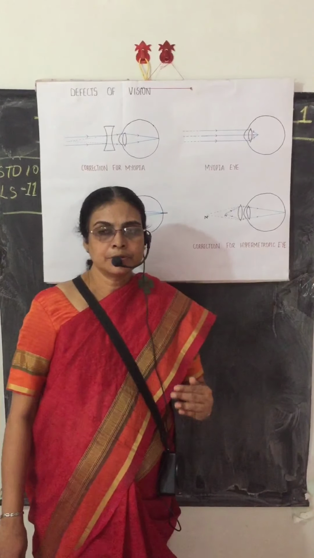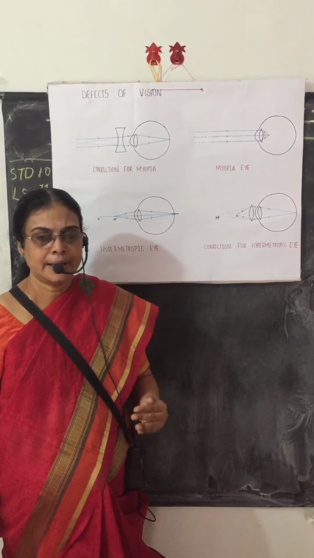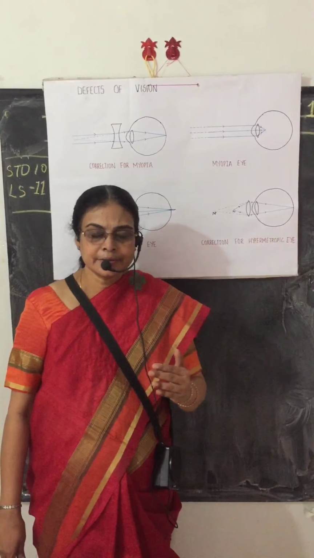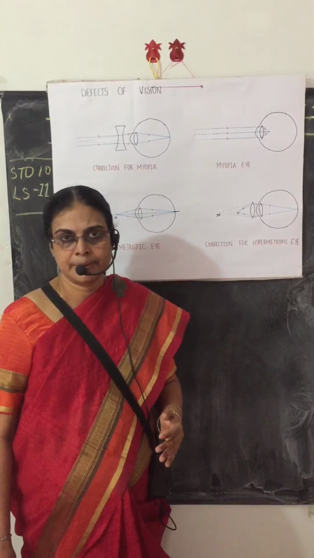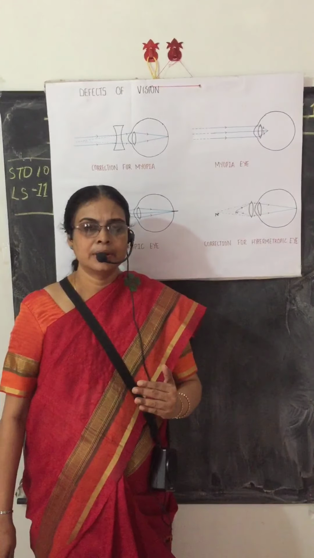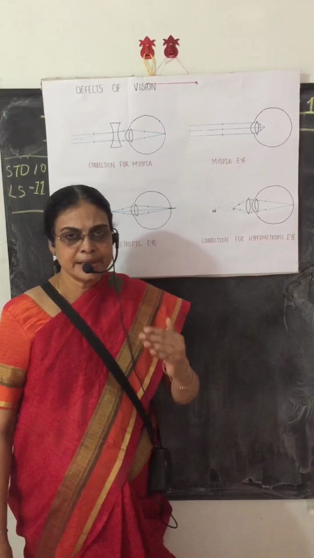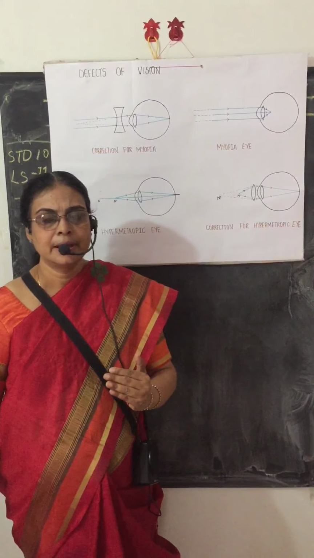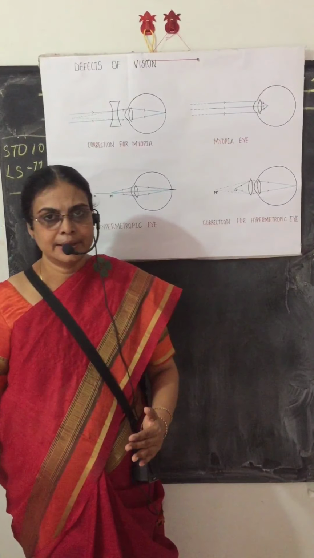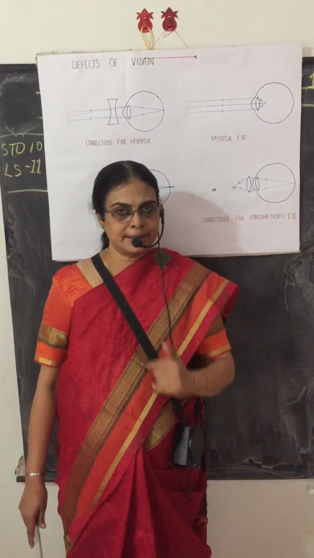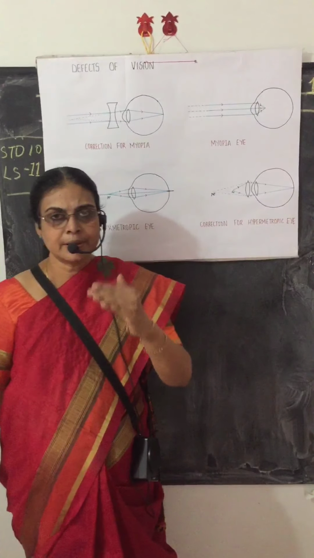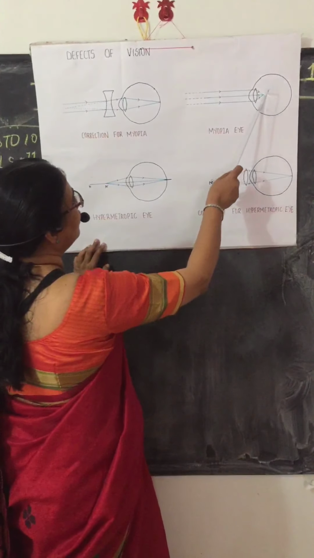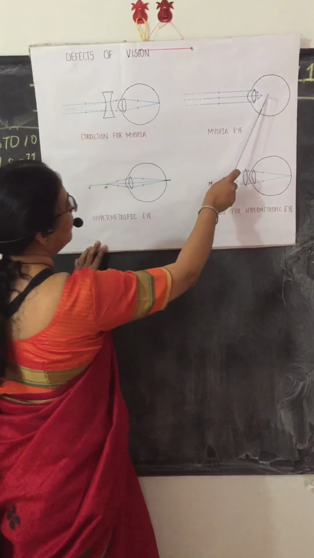Now we will discuss about the two common defects found in human eye, that is myopia and hypermetropia. Myopia is a defect normally found in young people. They can't see the blackboard, that means they can't see the distant object. When they see the distant object, the eye lens should become thin so that the focal length will increase. So image will fall on the retina, but the person who cannot see the distant object, their image will fall in front of retina. This is a defect of myopia.